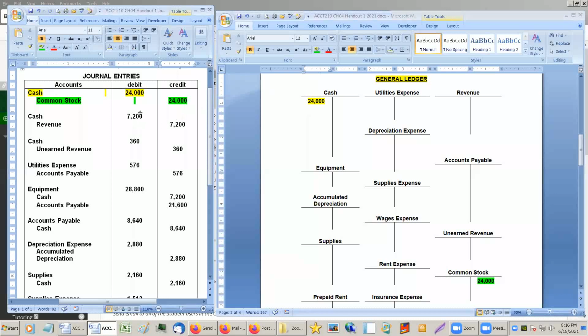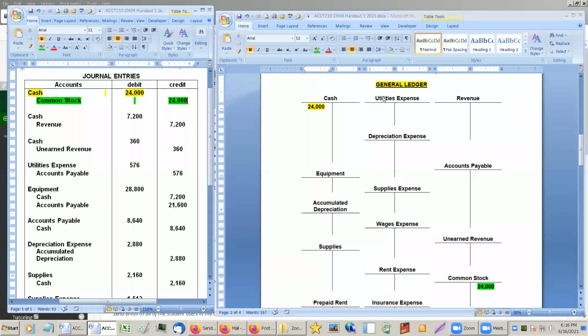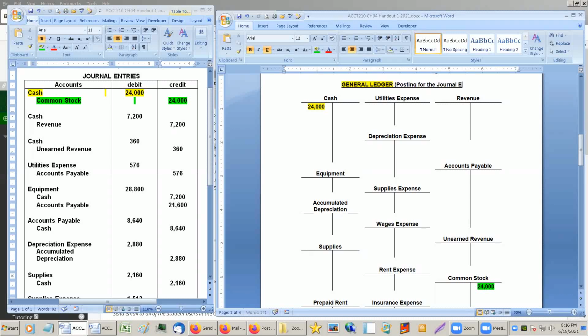Okay, so we just take each one of these, and what this is called is posting. I'm going to type that in here. So they call this posting. And posting can be done daily, it can be done monthly or whatever. It just depends on your system. Nowadays, with it done electronically, most likely posting every day.